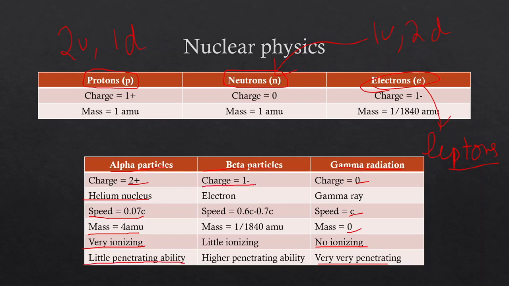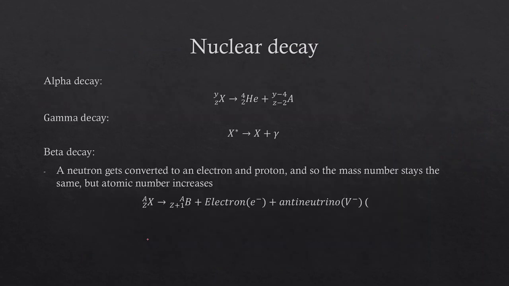Beta particles have a charge of -1 and are basically electrons. They have a speed of 0.6 to 0.7 c. They have a mass of 1 by 1840 u, and have a low ionizing effect but a higher penetrating ability than alpha particles. Then you have the nuclear decay equations.